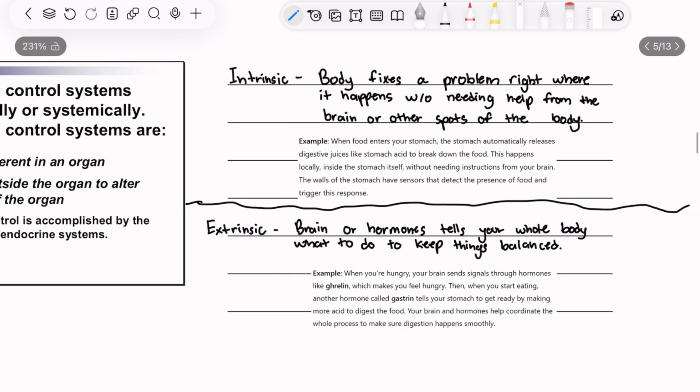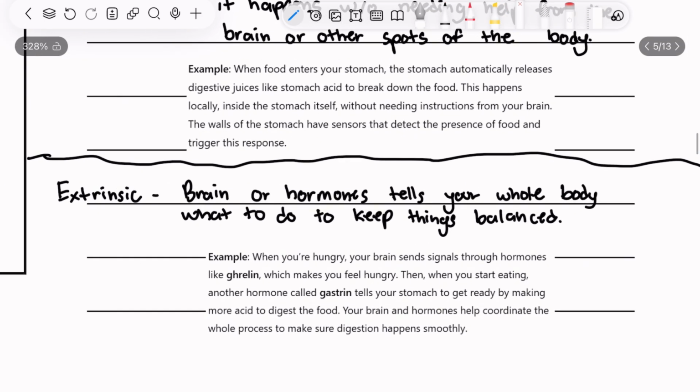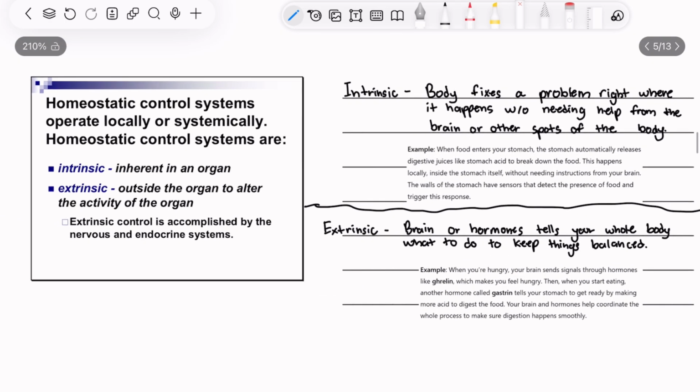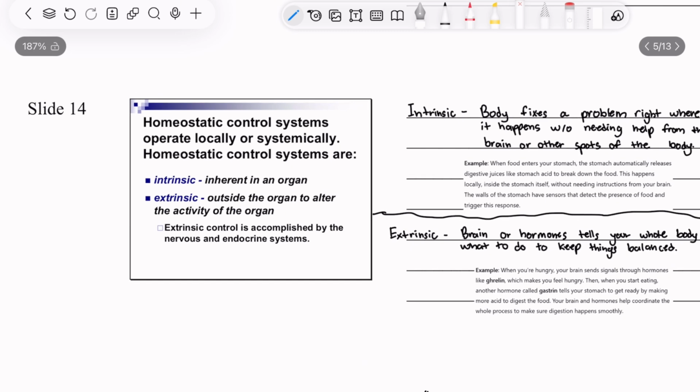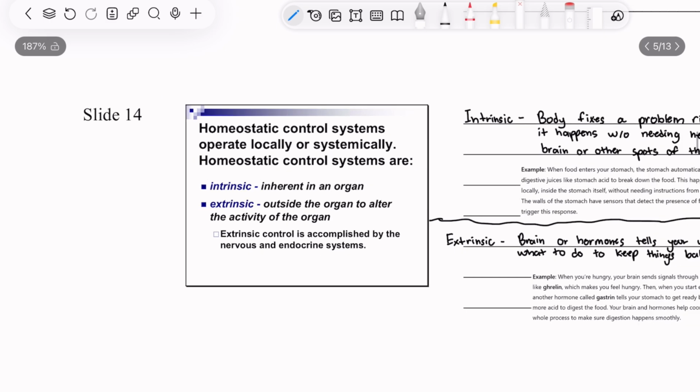For extrinsic, what happens is the brain or hormones tell your whole body what to do to keep things balanced. So, for example, when you're hungry again, your brain sends signals through hormones like ghrelin, which makes you feel hungry. Then, when you start eating, another hormone called gastrin tells your stomach to get ready by making more acids to digest the food. Essentially, your brain and hormones help coordinate the whole process to make the digestion happen more smoothly. So that's what the intrinsic versus extrinsic is. Extrinsic control is accomplished by the nervous and endocrine system.